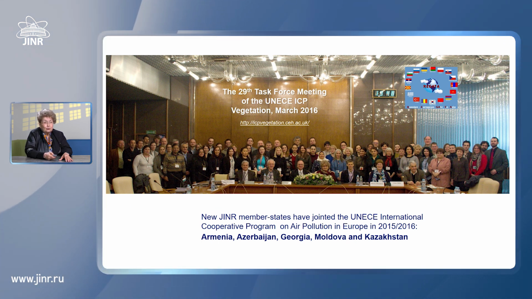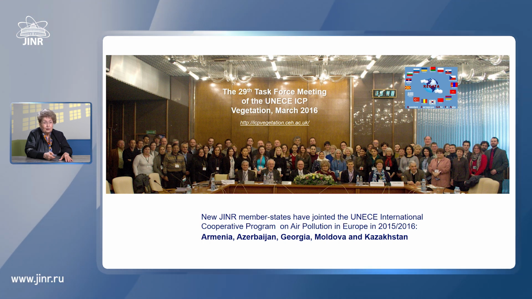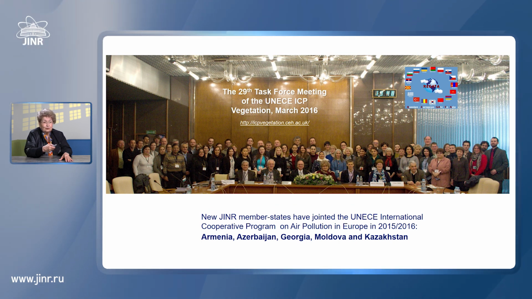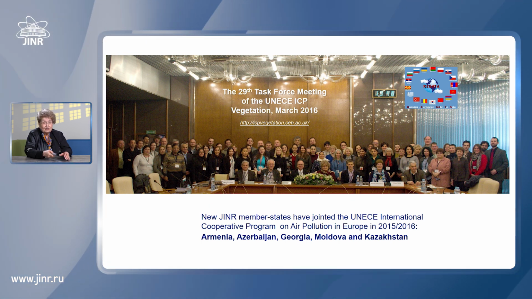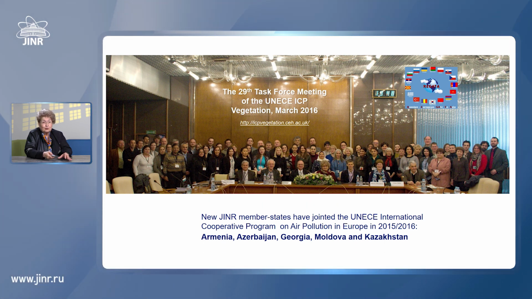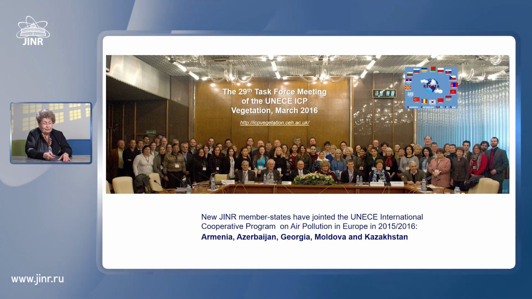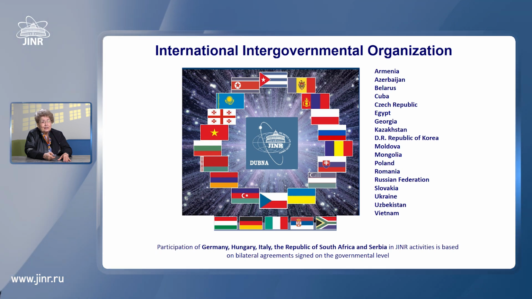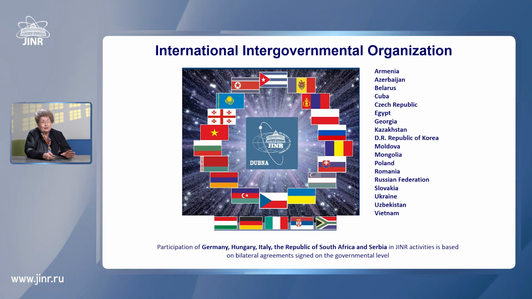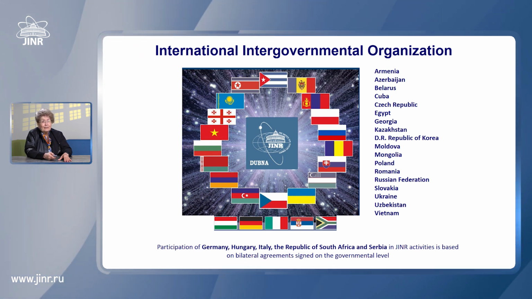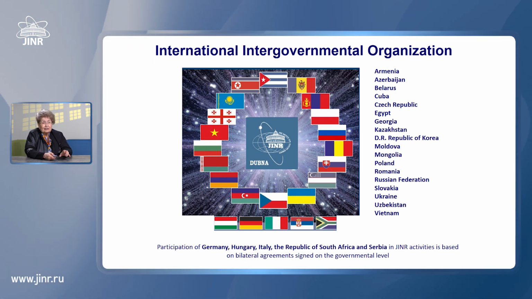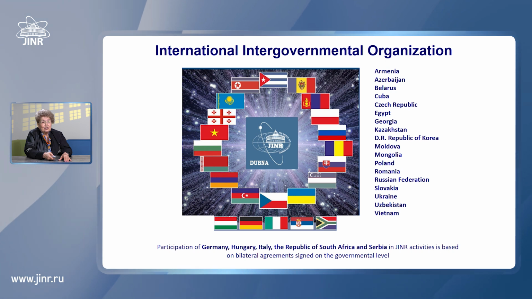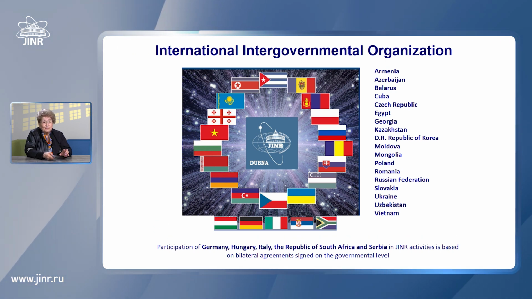Among them were newcomers, Armenia, Azerbaijan, Georgia, Moldova, and Kazakhstan, which previously were not participating in the program. But due to the Joint Institute, it was easy to invite these countries and provide them with small grants for moss collection, which is a costly problem. And as you may see, it is an international intergovernmental organization, and practically we collaborated with all the countries mentioned in the right column, among them Armenia, Azerbaijan, Belarus, Cuba, and many other countries, including Uzbekistan and Vietnam.